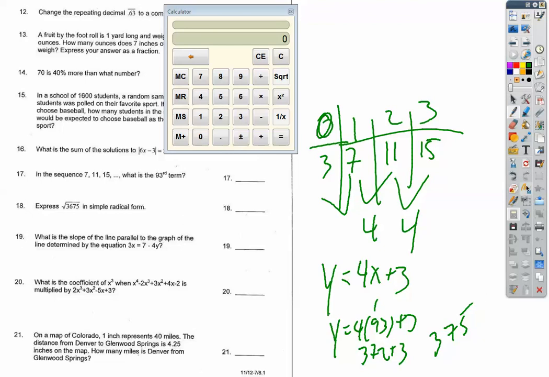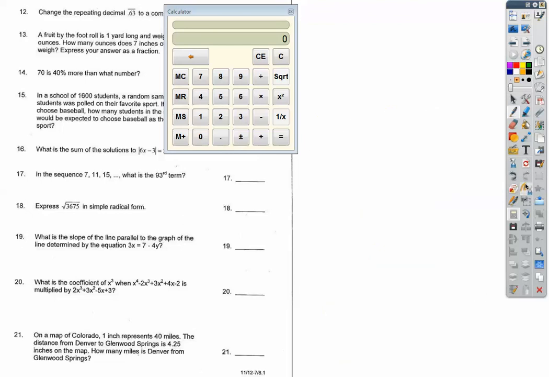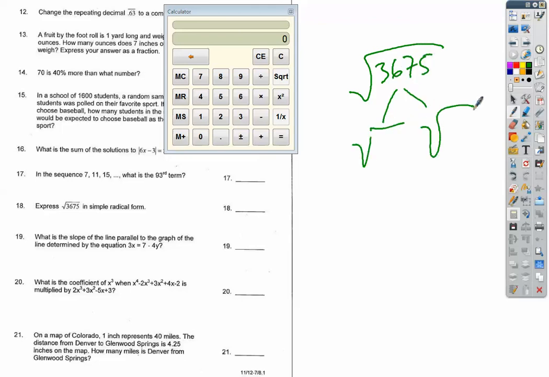Woohoo! All right. There's no excuse for getting this next one wrong. We've done this so much.